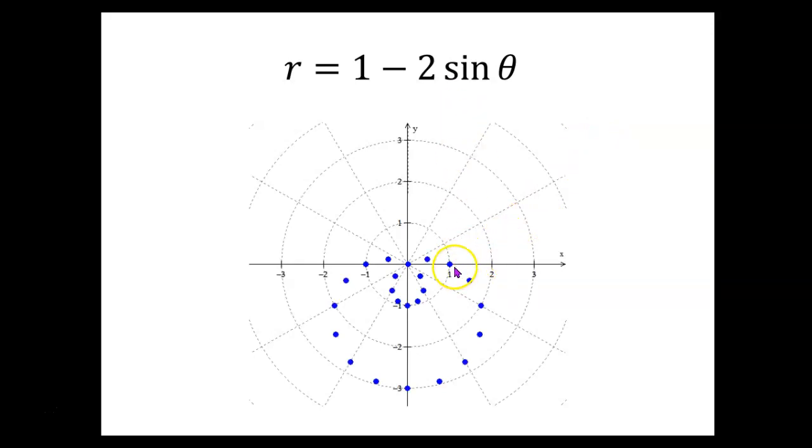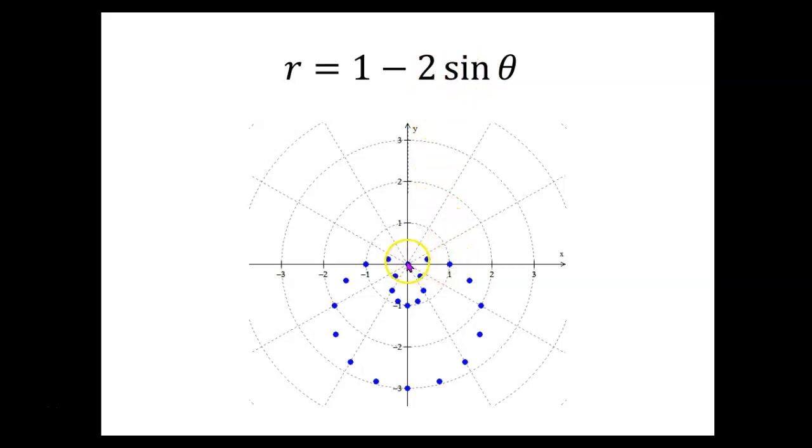Let's look at a few points. When theta is 0, the sine of 0 is 0, 2 times 0 is 0, 1 minus 0 is 1. So here's the point where theta is 0 and r is 1. Then as we go around and theta goes from 0 to pi over 2, the r's are getting smaller. They're going down to, well, the sine of pi over 2 would be 1.